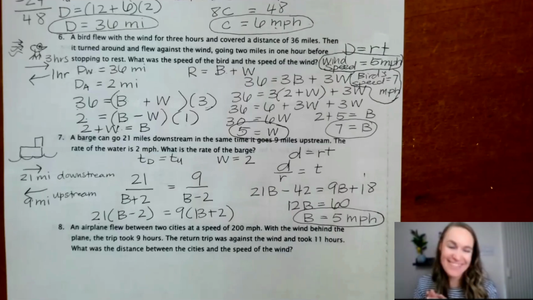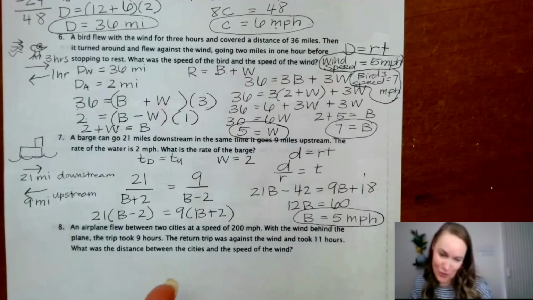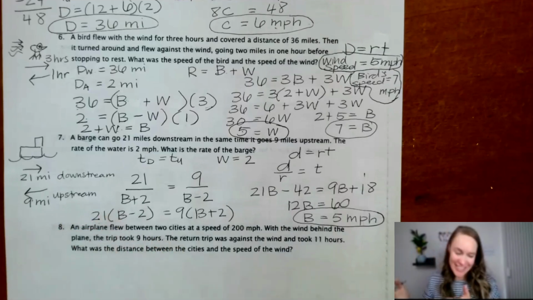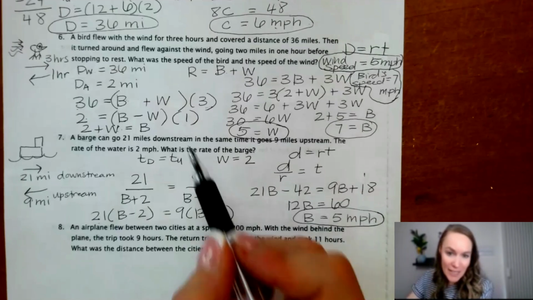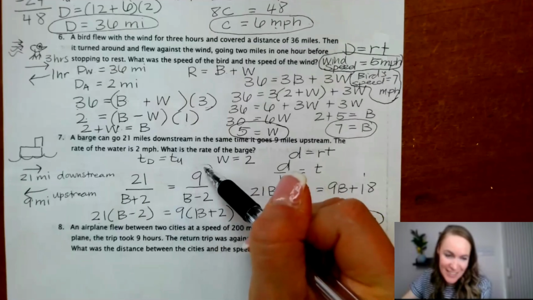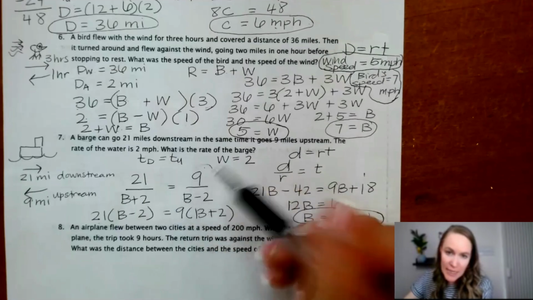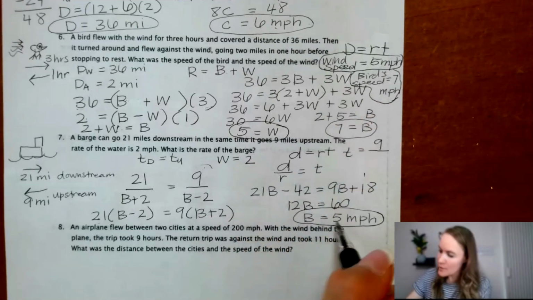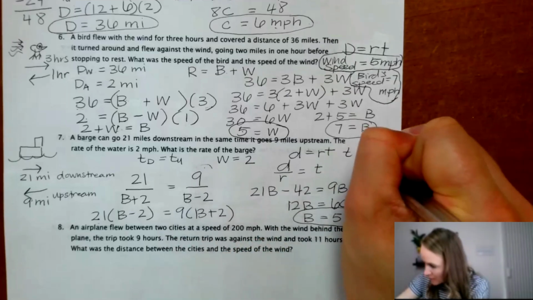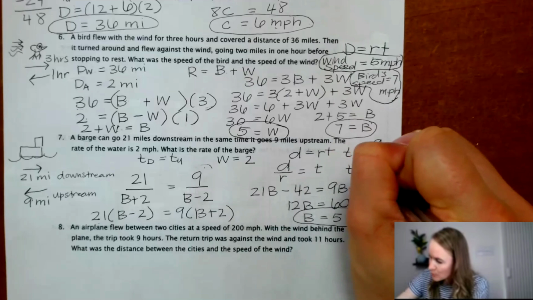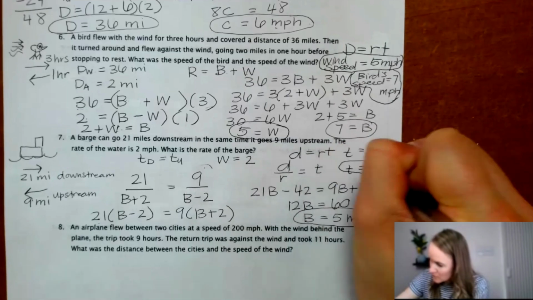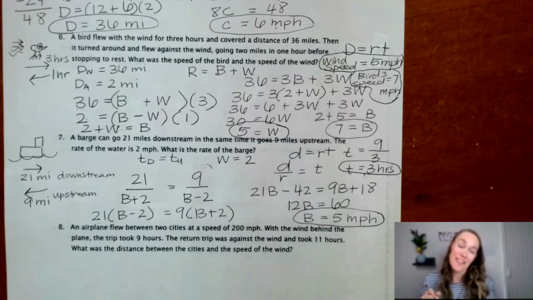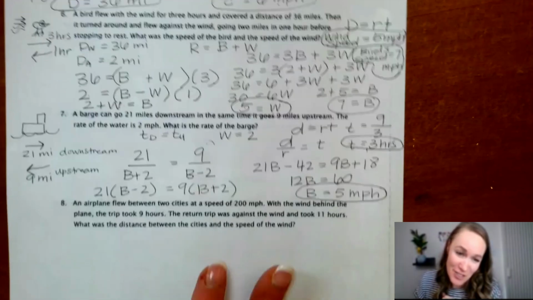Just for fun, it doesn't ask this, so this is extra. How long did it take to go downstream and upstream? We know that it's the same time, but how long did it take? So we can just take one of these equations. The time upstream is 9 divided by the barge minus 2. So that's 5 minus 2, that's 3. So 9 divided by 3 is t equals 3 hours. So that was extra credit. If you got that and I was your homeschool teacher, I would give you an extra high five or extra credit.